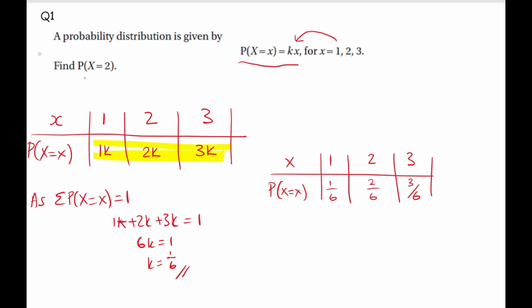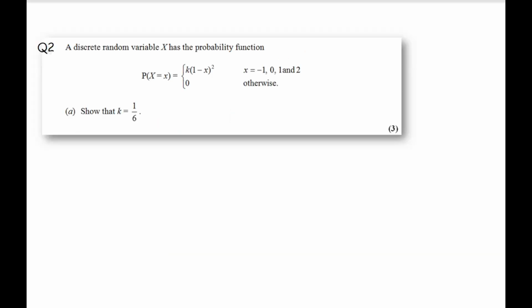Looking back at the question, it says what's the probability of getting 2, so the probability that x equals 2 is going to be equal to 2/6, which I can write as 1/3, and either of those answers would be absolutely fine. Now moving on to our second example, it says that a discrete random variable x has a probability function, and we've got our probability function here. The question for A is show that k equals 1/6.